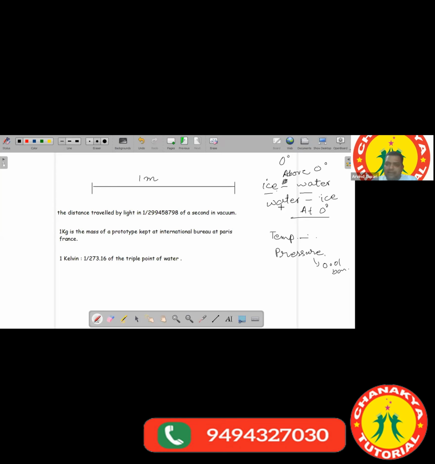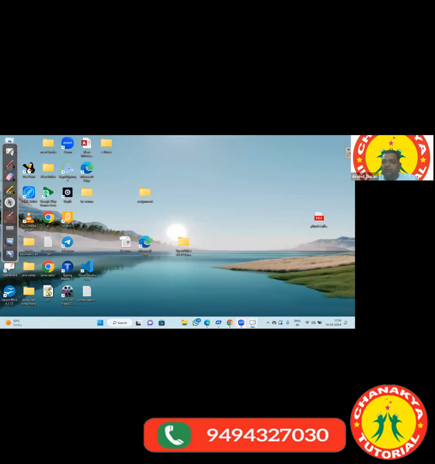So you can very well guess what the level of standardization is. We have standardized everything so that there is not even a minor chance of the units being disrupted. So 1 Kelvin is 1 over 273.16 of the triple point of water. In a similar way, we have defined all the other fundamental quantities.